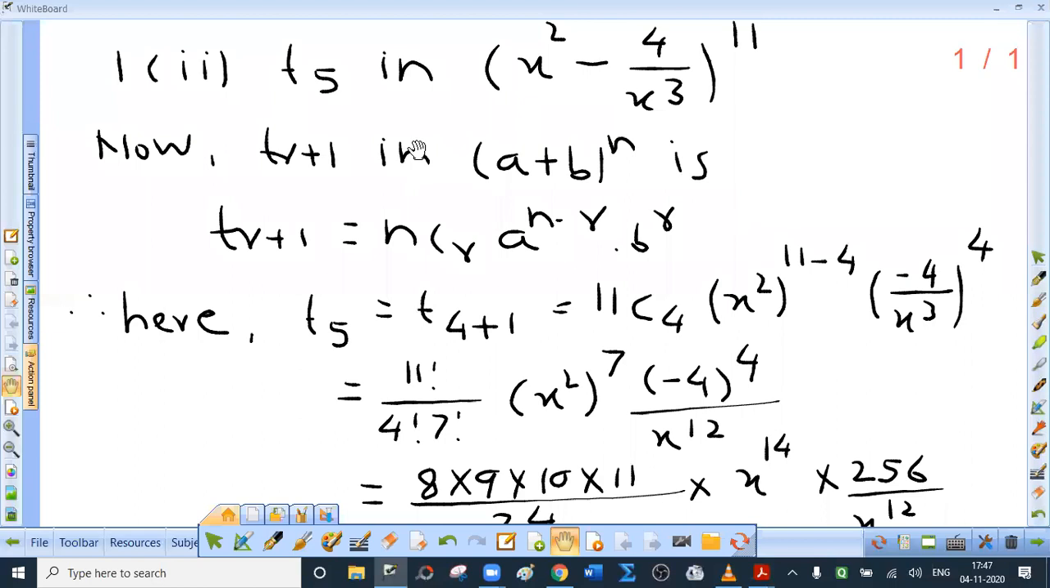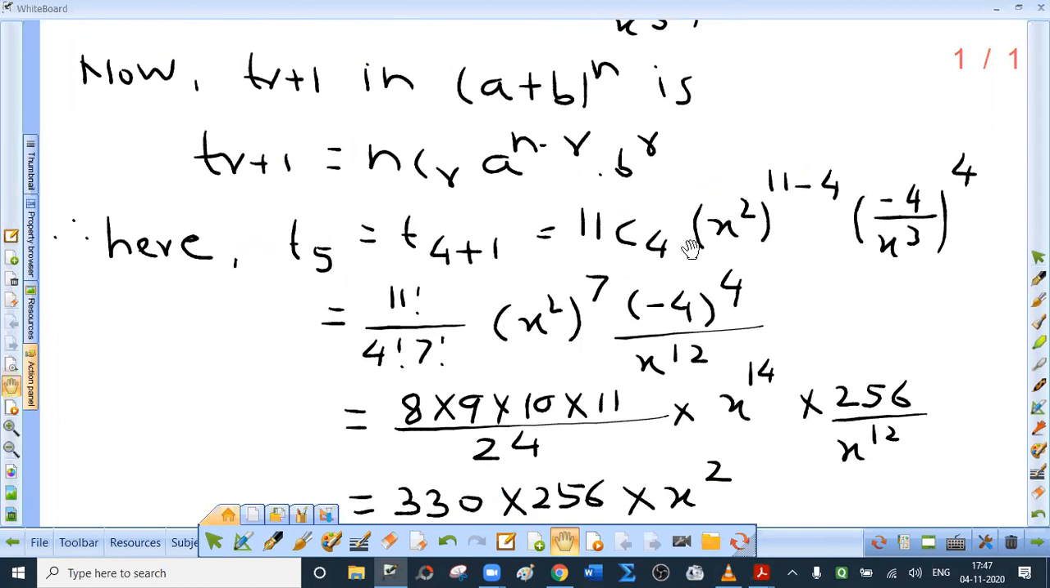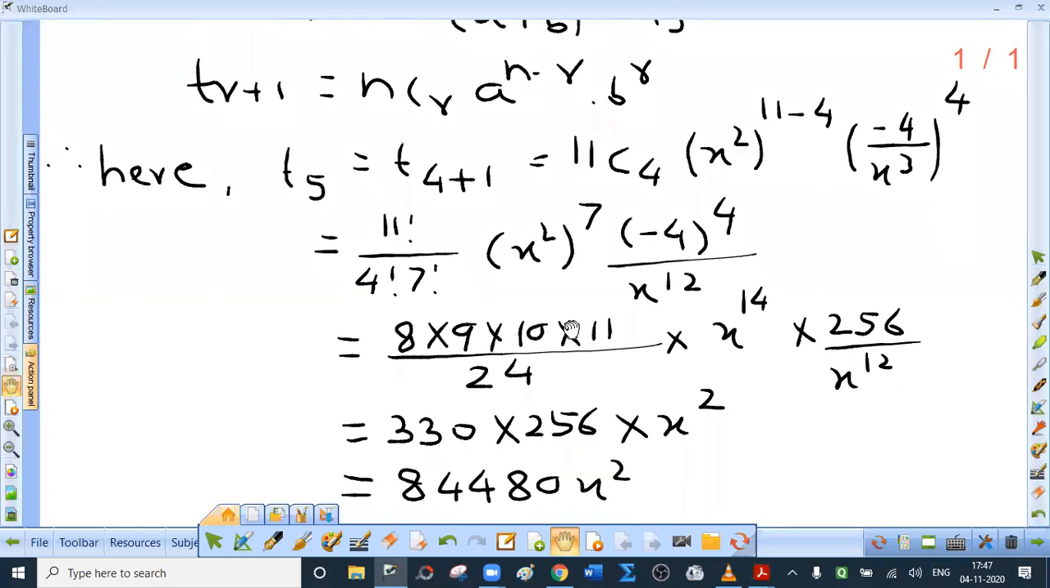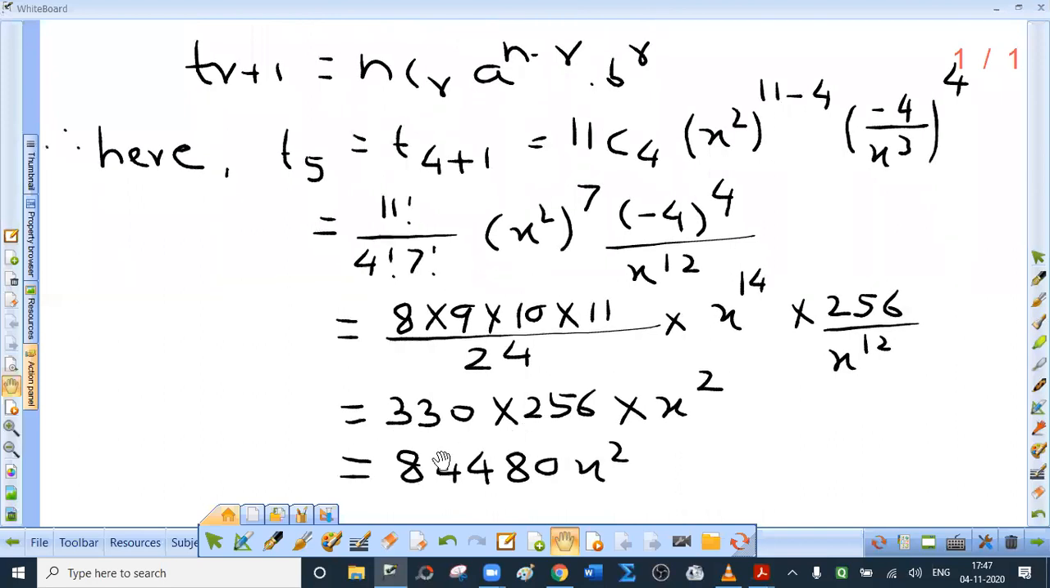Now the second sum, T5 in the expansion of (x² − 4/x³)¹¹. So write that T(r+1) in the expansion is... T5 is T(4+1), 11C4, (x²)^(11−4), times (−4/x³)⁴. Find out 11C4, it comes out to be 330. So 330 times x¹⁴ times (−4)⁴, 256 upon x¹². So finally, it is 84480x².